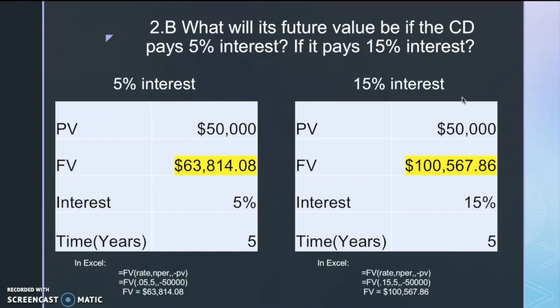Part 2B asks us, what about if it pays 5% interest and 15% interest again? So if we have 5% interest with a CD with a 5-year maturity, our future value will be $63,814.08. If it's 15% interest, our future value is $100,567.86.